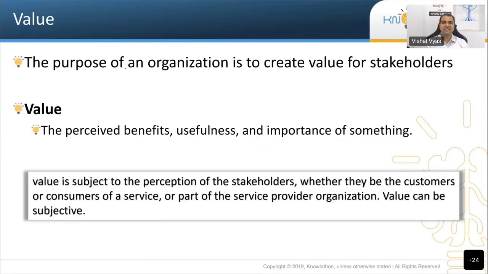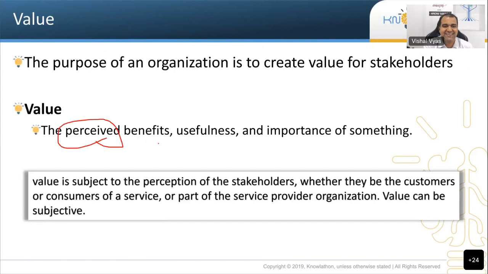Value, we have been discussing this word, so let's understand it formally. The purpose of every organization is to create value for its stakeholders. What is value? Remember, value is perceived benefit. Benefit, but perceived benefit. Usefulness, but perceived usefulness. What do you mean by perceived?